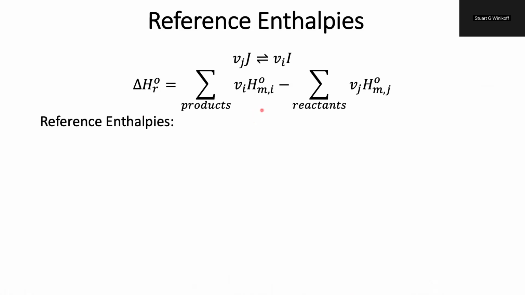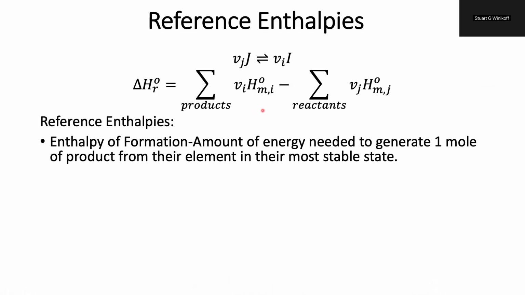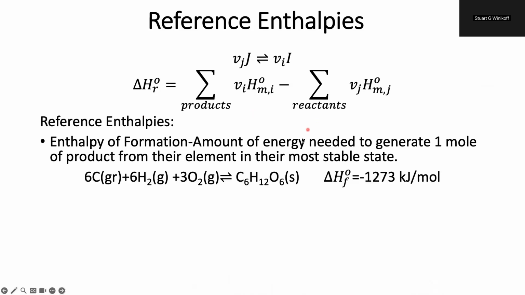This means that we often have some issue picking a good reference enthalpy. Now, there's a couple of options, but the two most classic are going to be enthalpies of formation, which is going to be the amount of energy needed to generate 1 mole of product from the constituent elements in their most stable state. So, for example, if I'm looking at glucose, I need to find the most stable form of carbon, which is just going to be graphite, hydrogen, which is going to be hydrogen gas, and oxygen, which is going to be oxygen gas.